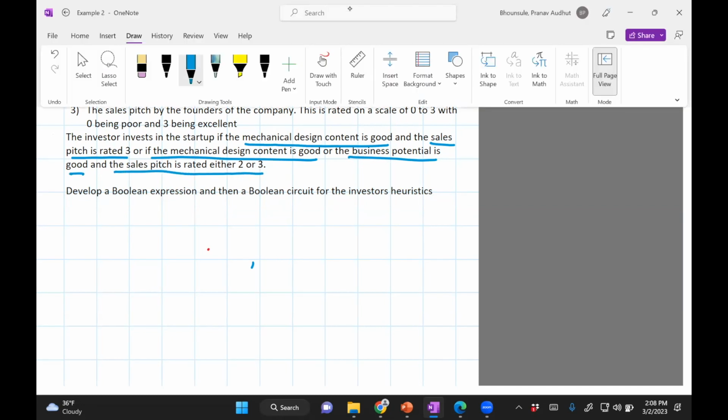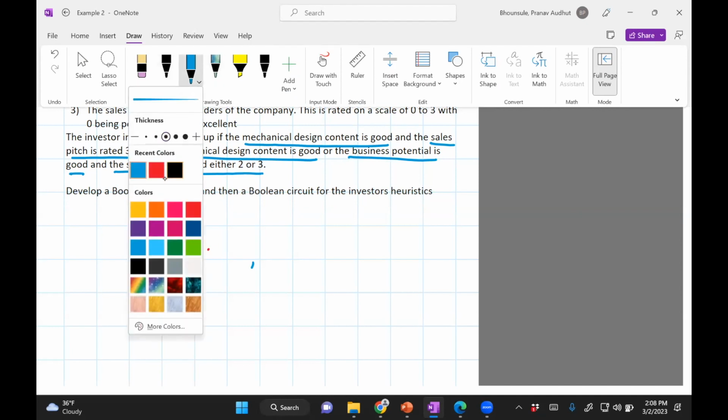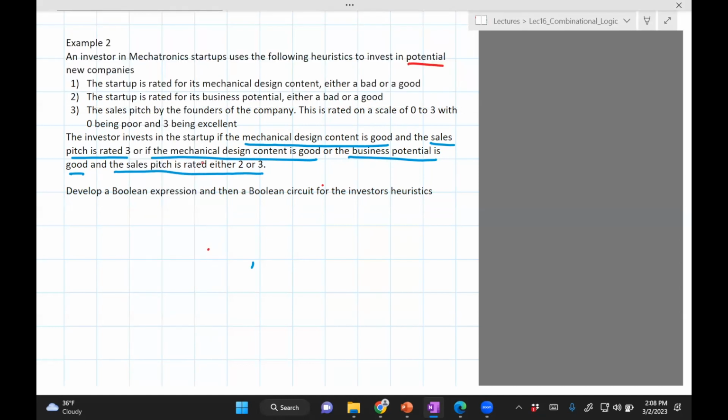What I can do here is try to separate things up a little bit. There's an or here. It looks like there are 3 conditions which need to be met: mechanical design, the business potential, and the sales pitch. And then we have an and, or, and so these are like the keywords, or and and, which will help us figure out the solution to this.